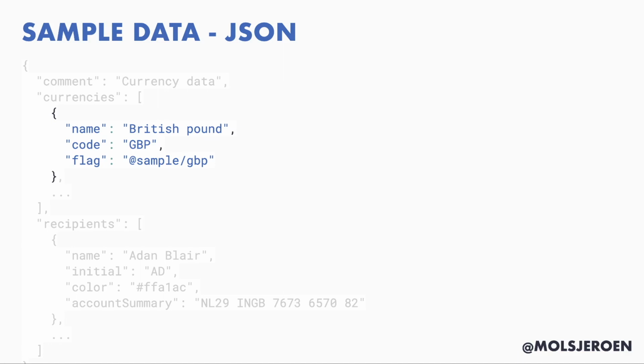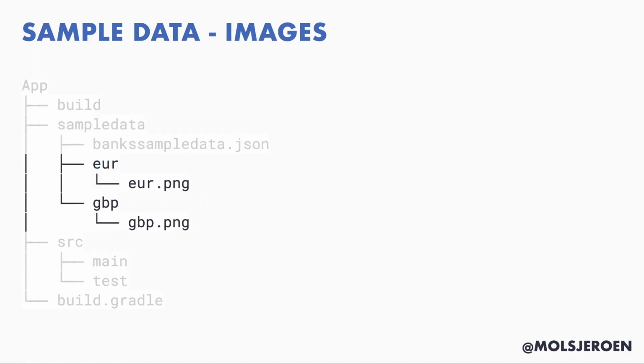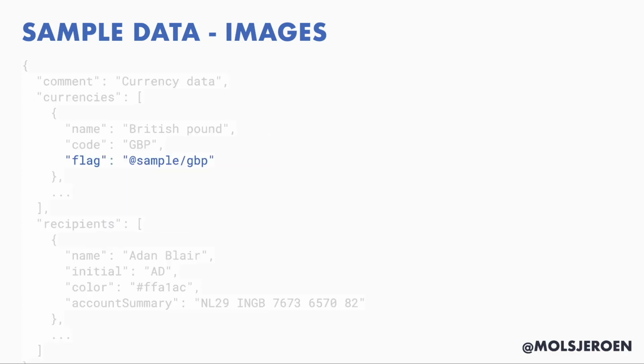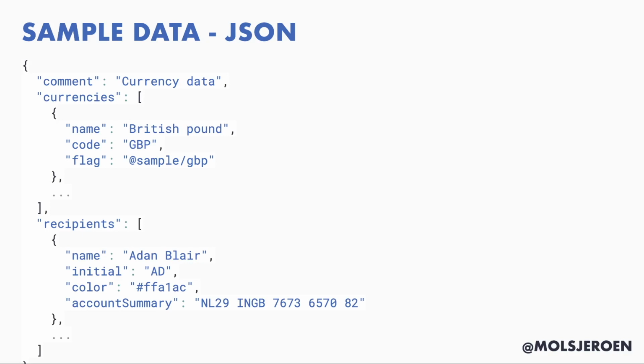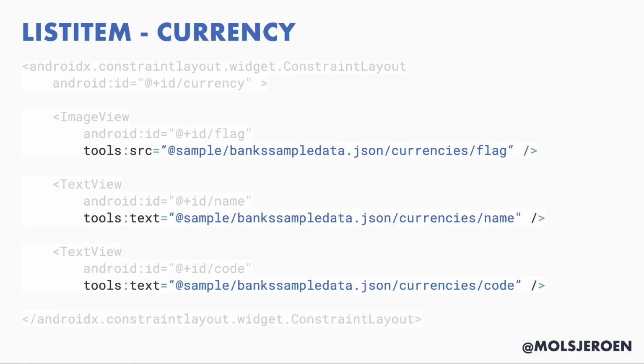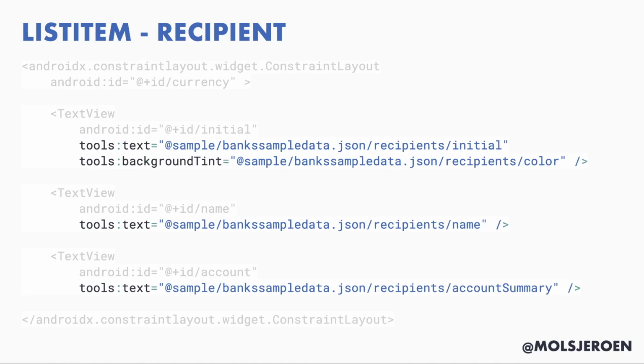For currencies, these objects show a name, code, and link to a drawable for the flag. These drawables, however, must be placed in a very, very specific folder structure. But once you put them into that folder, you can reference them via @sample syntax. Now that we have all of our sample data set up for both currencies and recipients, it's time to start using these in our list items. And instead of referencing a hard-coded value in the tools attributes, we now use the @sample prefix followed by the name of our JSON file, followed by the path to the attribute. Similarly, we can do the same for the recipients.